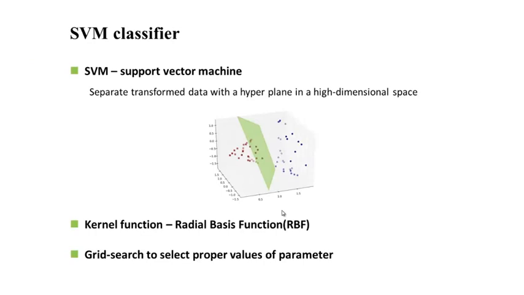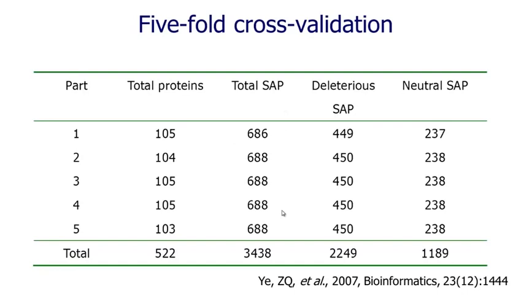Using these features, we trained a support vector machine classifier. Your TA Meng Wang had filmed a supplementary video to tell you more about support vector machines. To evaluate the accuracy of SAPRED, we performed 5-fold cross-validation, meaning that we divide the training data into 5 portions. We performed 5 rounds of training and test, each round keeping one portion of the data for testing while using the other 4 portions for training.